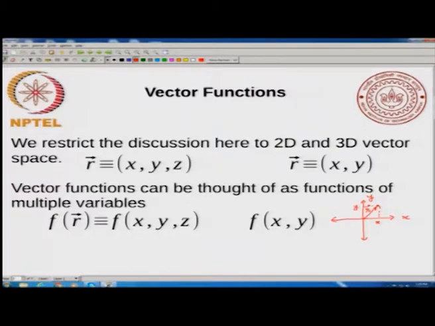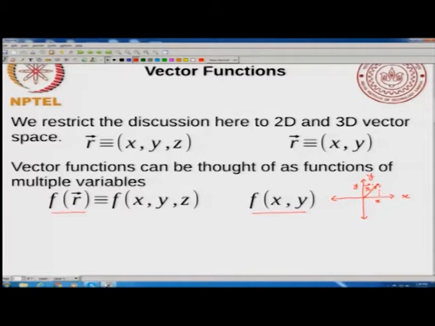So a function of a vector, you can think of it as a function of multiple variables. A function of a vector means it is a function of R, and R contains x, y, z. R is x, y, z. The information that x, y, z together give is exactly the information of R. So instead of thinking of f of R, I can think of f of x, y, z, or in 2 dimensions I can think of f of x, y. So a function of a vector can be thought of as a function of multiple variables.